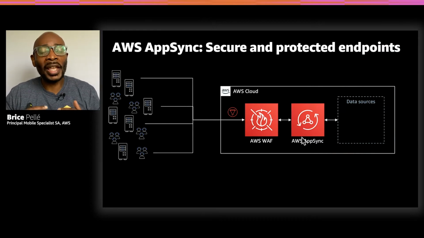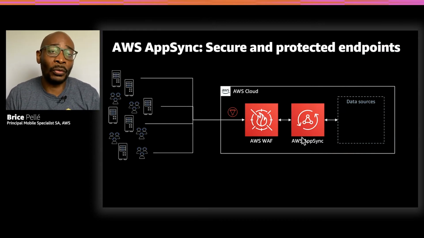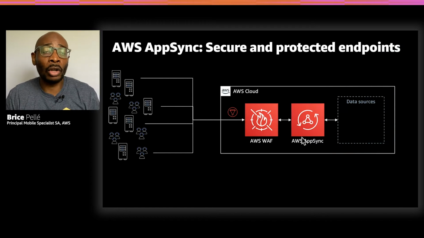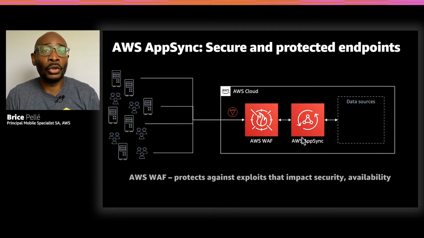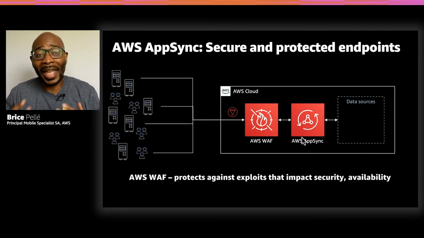But it also integrates with AWS WAF to provide additional firewall type of functionality for your API. With AWS WAF, you can actually protect against exploits that impact the security and the availability of your API. And the great thing about AWS WAF is that it's really easy to configure.